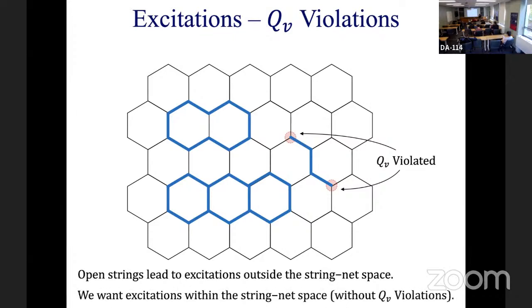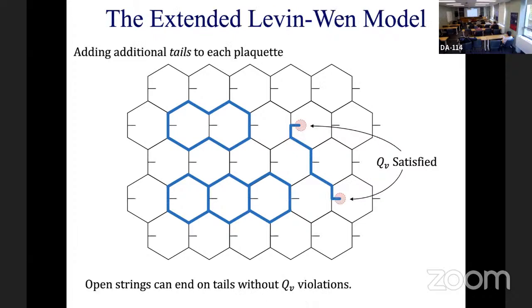A trick to do that is to modify this lattice and go to what is known as the extended Levin-Wen model, in which we add a tail to each plaquette.